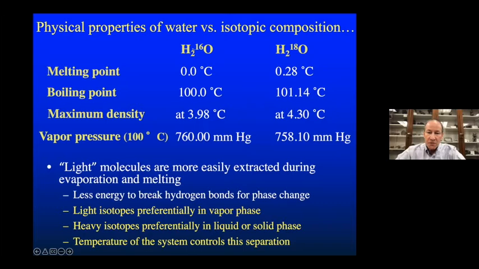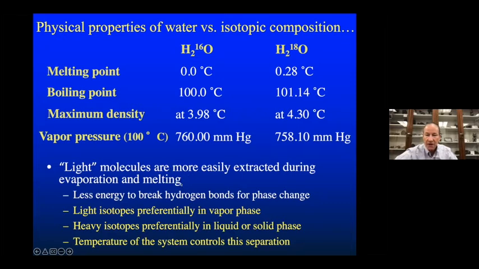A water molecule that is H2O16 behaves in a slightly different way from one that is H2O18. It has a different melting point, a different boiling point, a different density, a different maximum density, a different vapor pressure, which is crucial because that means that these two forms of water don't evaporate and precipitate in the same way. The light molecule is more likely to go into a vapor phase. It's more likely to evaporate.